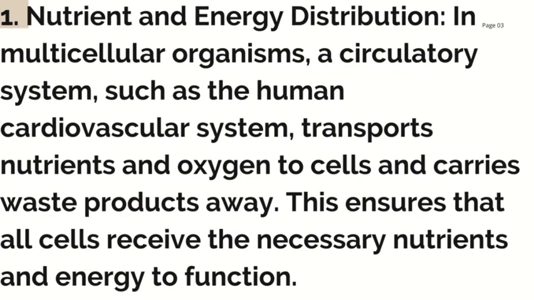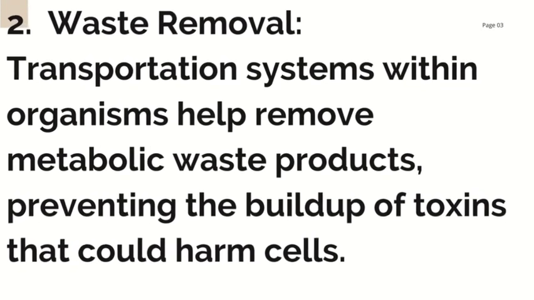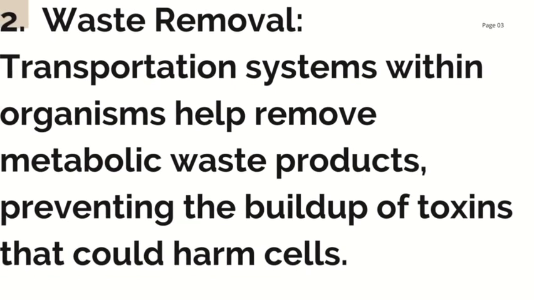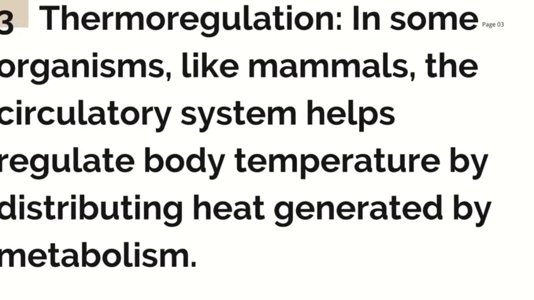In multicellular organisms, a circulatory system transports nutrients and oxygen to cells, and it also carries waste products away. This ensures that all cells receive or absorb the necessary nutrients and energy they need to function. It is also a waste removal system. Transportation helps organisms to remove metabolic waste products such as CO2 and urea, preventing the buildup of toxins that could harm cells. Another need for transportation is thermoregulation.